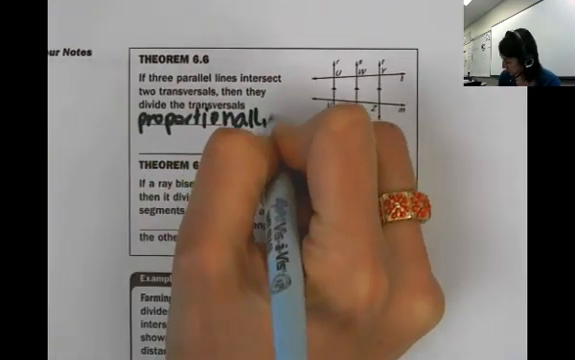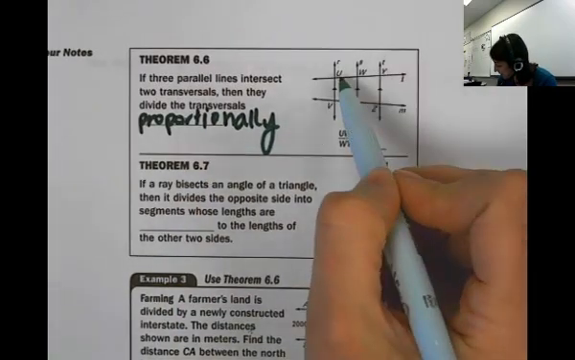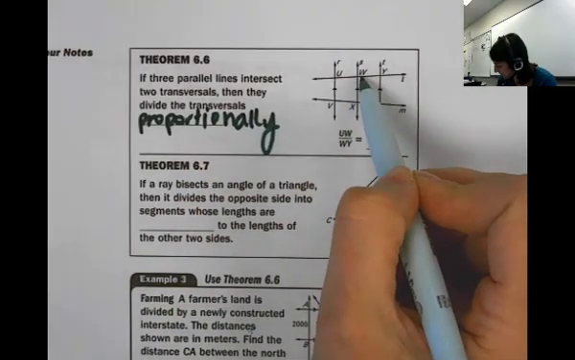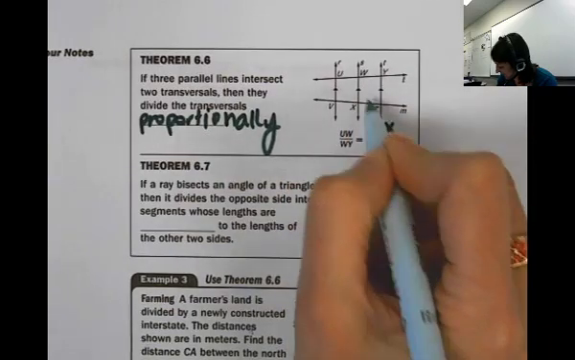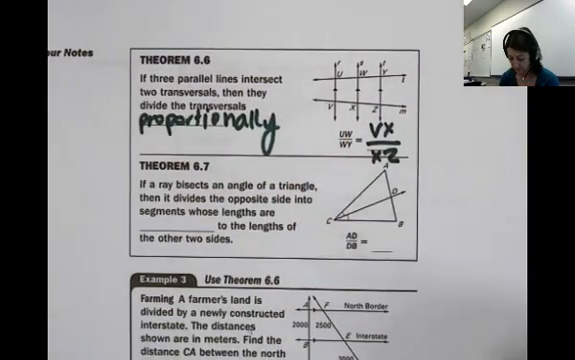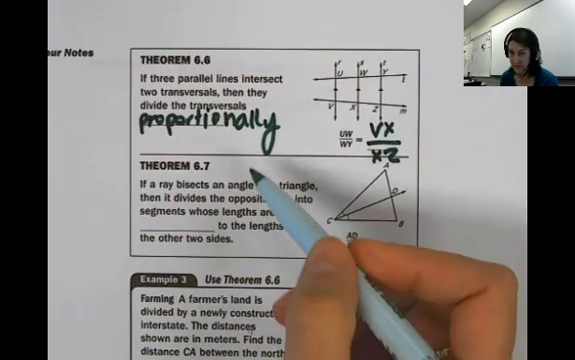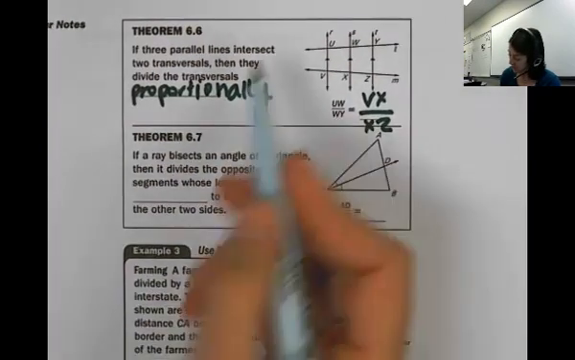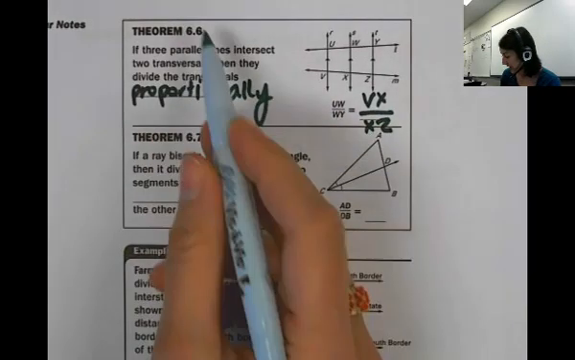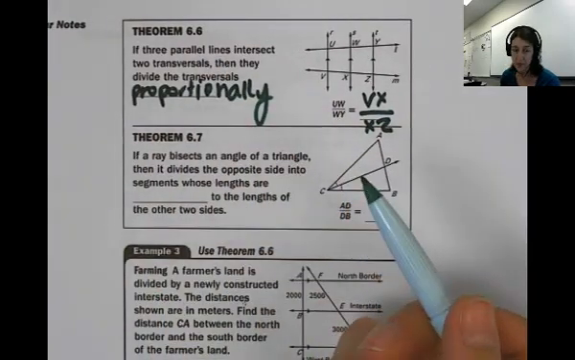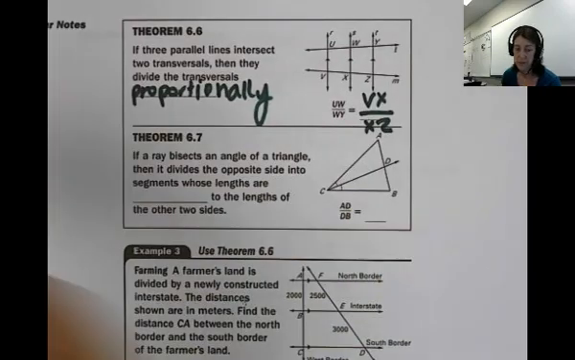Proportionally. So UW is to WY as VX is to XZ. And this another one here with proportionality in these shapes is 6.7. Unfortunately, these don't have names, and we're not going to be using these in proofs. We're going to be using them just to solve problems.